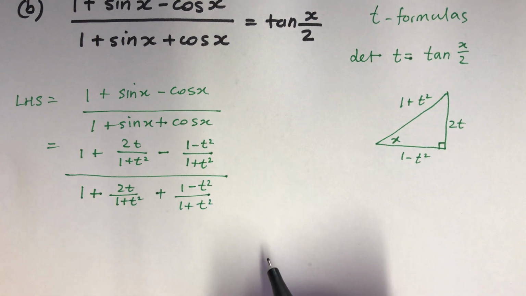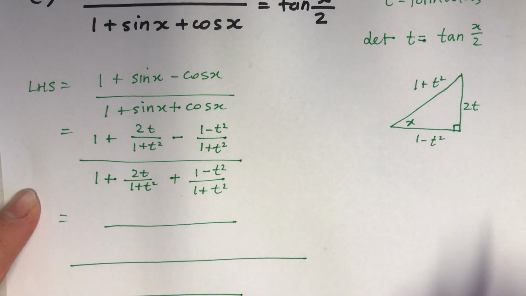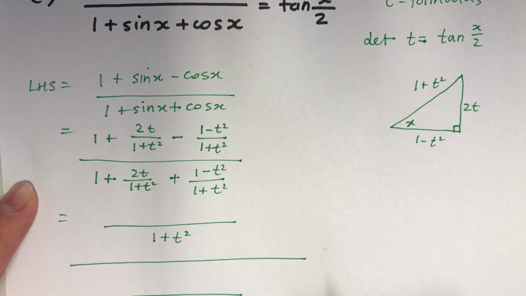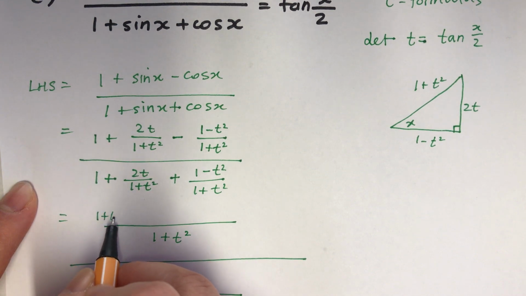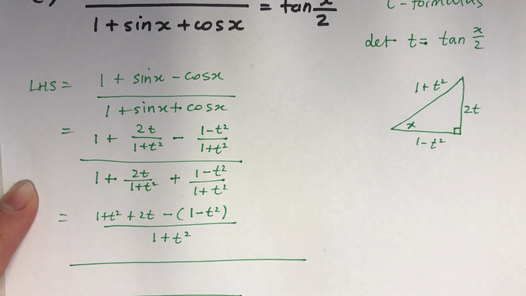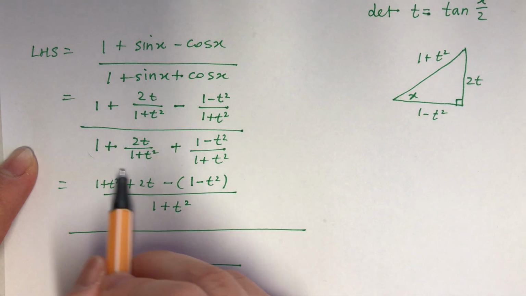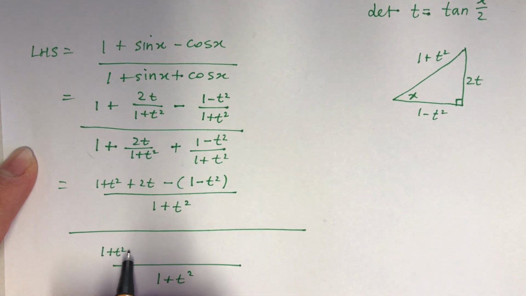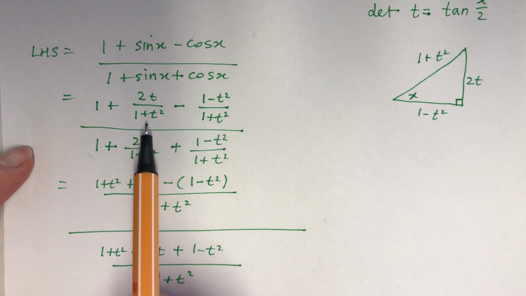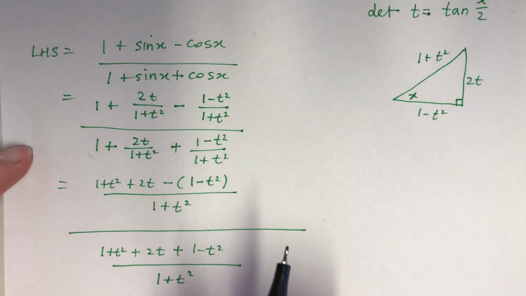And then I'm going to have to work on finding the common denominator on the numerator part. So my common denominator is 1 plus t squared, and for this one I'll get 1 plus t squared plus 2t minus, I'm going to put in a bracket, 1 minus t squared. Okay, and then on the bottom here my common denominator is also 1 plus t squared. So it'll be 1 plus t squared plus 2t plus 1 minus t squared. It's easy because they both have common denominator 1 plus t squared. Only thing we have to change is 1. 1 will be just 1 plus t squared over 1 plus t squared. So that's not too bad.